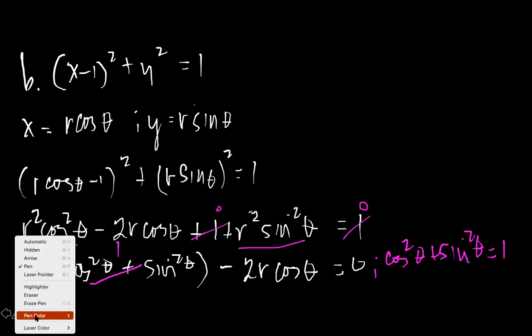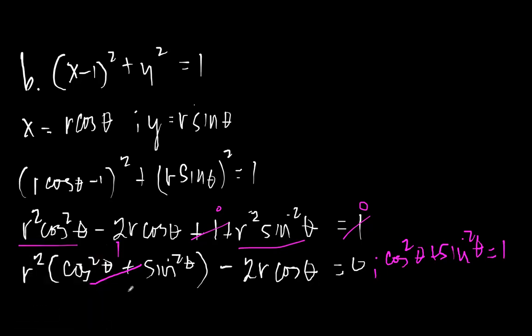Okay, and we have the equation that turns to r squared minus 2r cosine theta is equal to 0. All right, and let's move on to the next slide to simplify.